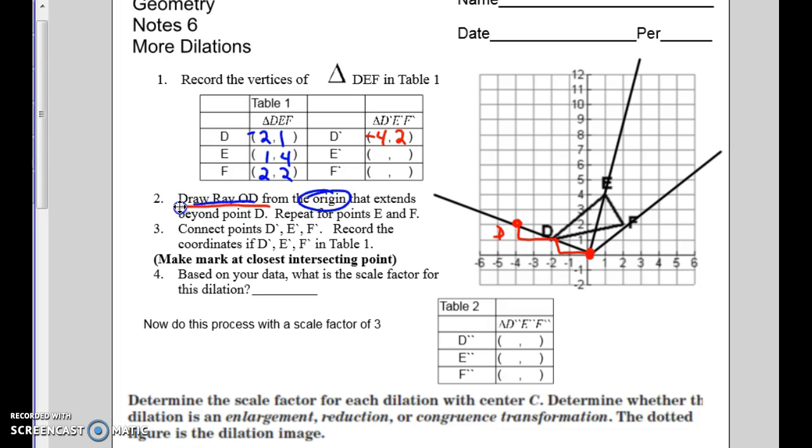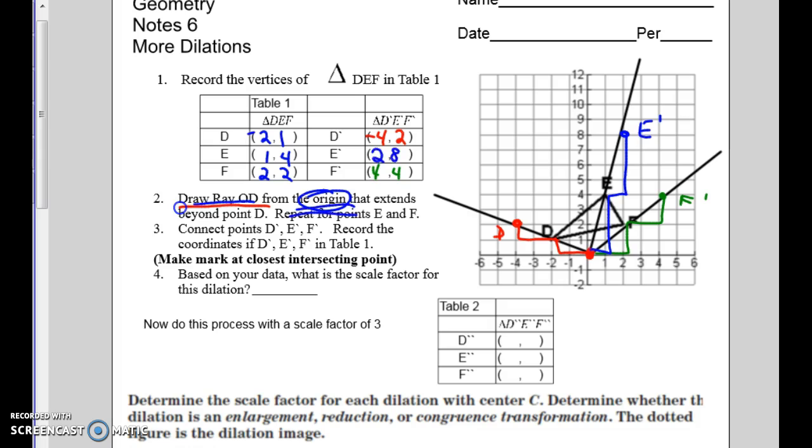How do I get from the origin to F? I went over 2 and up 2. So let's go over 2 and up 2 again. That would be my F prime. That's at 4, 4. And then my final one, how do I get to E? I have to go over 1 and up 4. So let's go over 1 and up 4 again. That's going to be my E prime, which is at 2, 8.